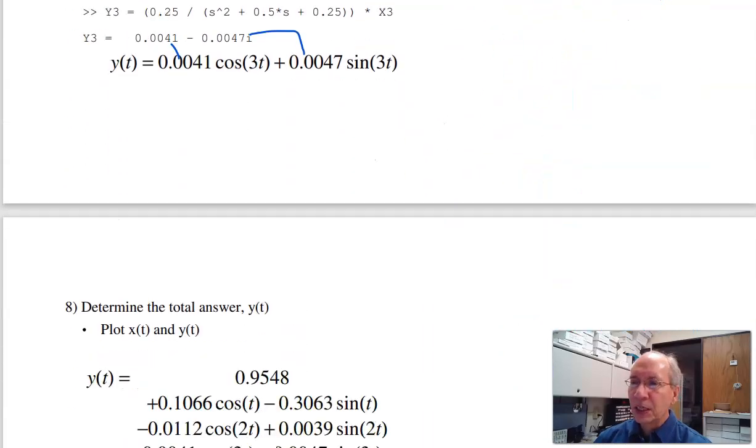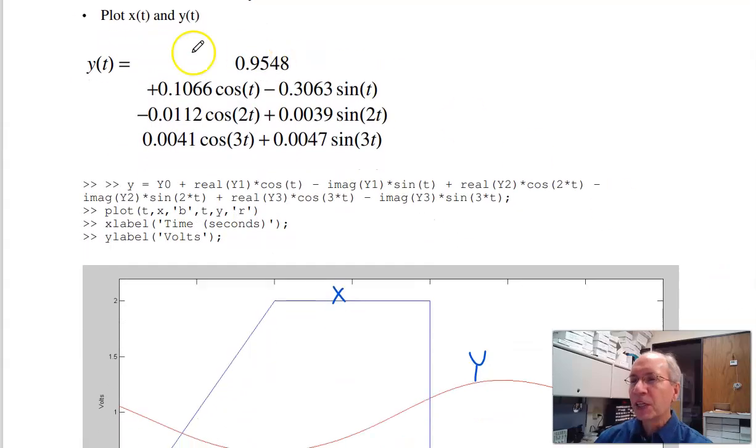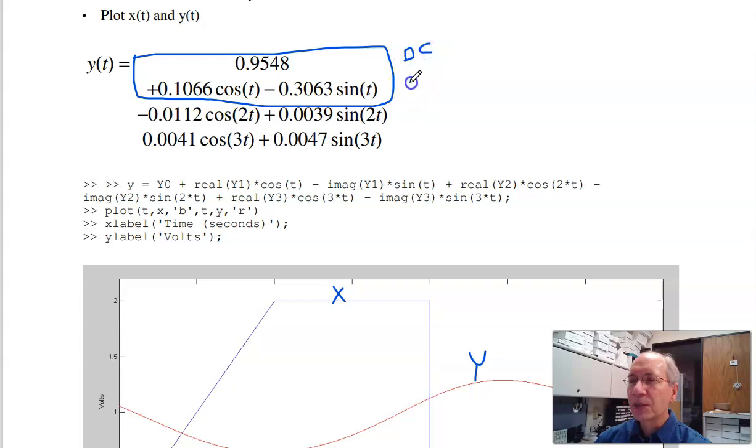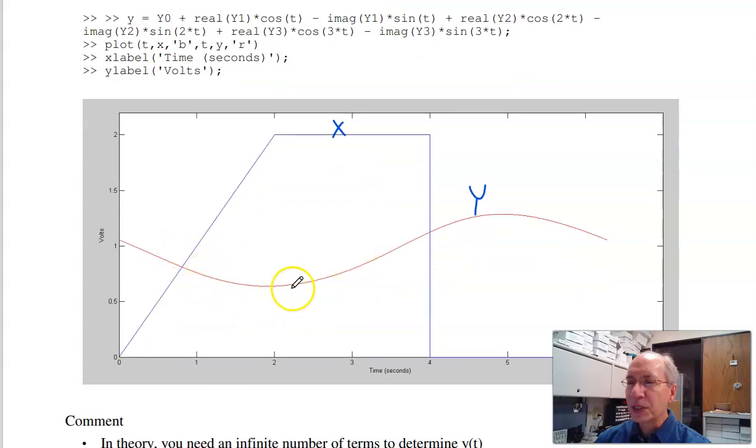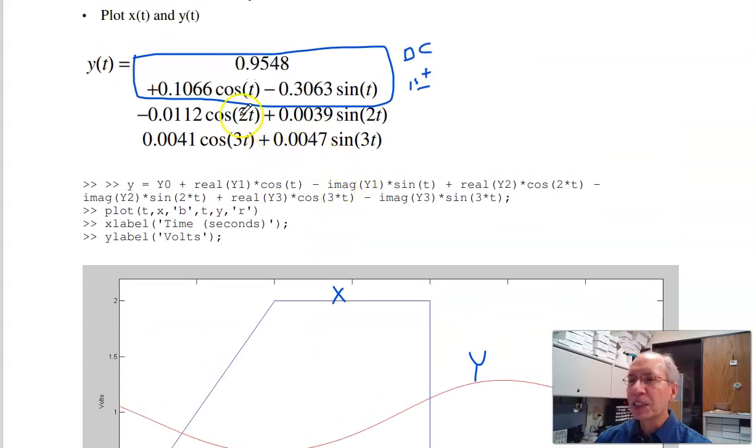Fortunately, you don't really need to go out to infinity. But look at the answer. I can do a pretty good job just approximating this with 2 terms. There's the DC term and the first harmonic. And I can see that at the output. The output, the red line, is almost a pure sine wave with a DC offset. So a pretty good approximation is to assume all these terms are 0.